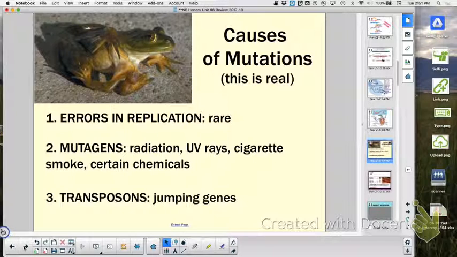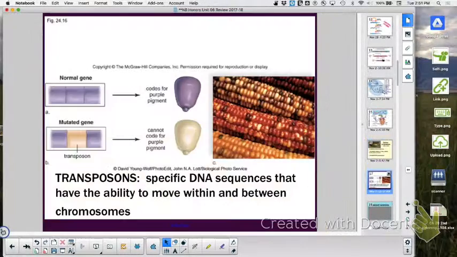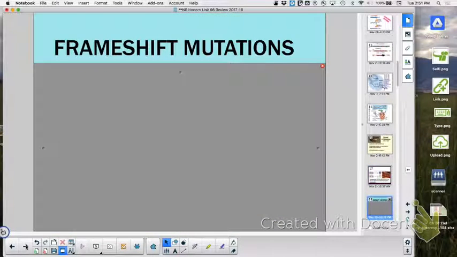Do you remember what transposomes are? Oh, I said it. Jumping genes, yeah. That's weird to me. They just excise themselves out and jump in somewhere else. And then Indian corn was our example of that. And there it is, transposomes.